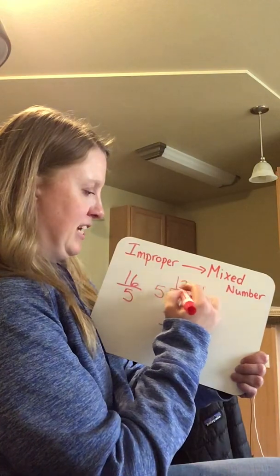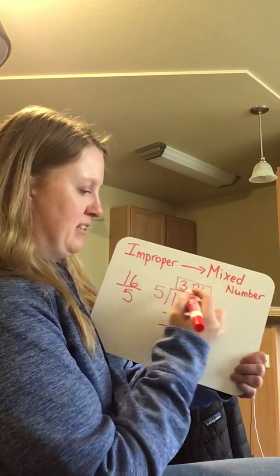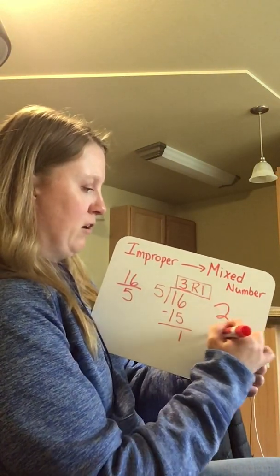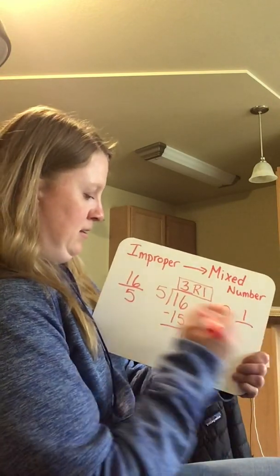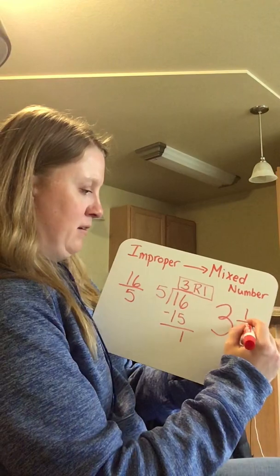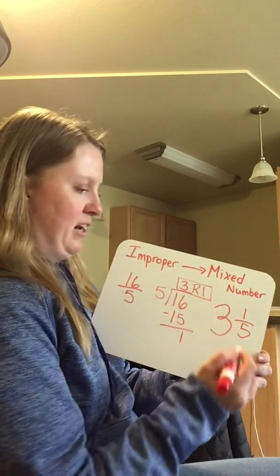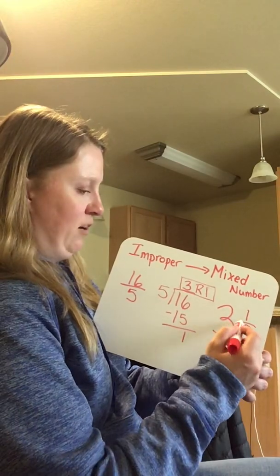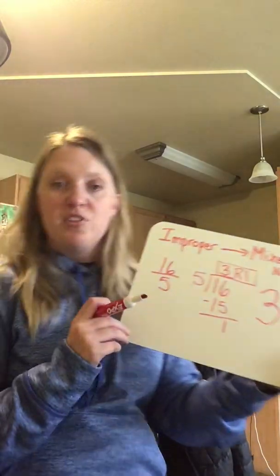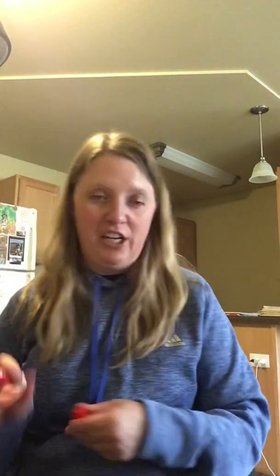Okay, so let's take this and turn it into a mixed number. So I have 3 wholes. The remainder becomes my numerator. That becomes my denominator. You just keep the same denominator. So 16 fifths equals 3 1/5. Okay, so that's all it is. This is like the most basic long division ever after what you guys have done.